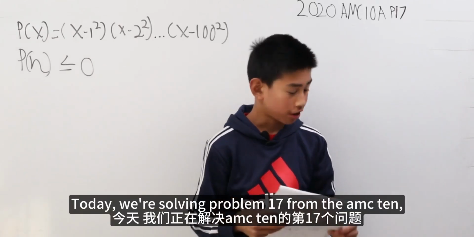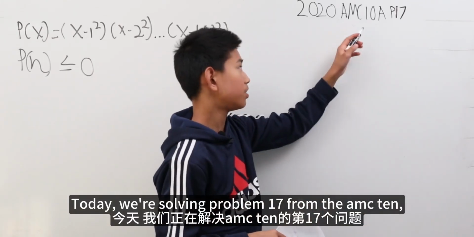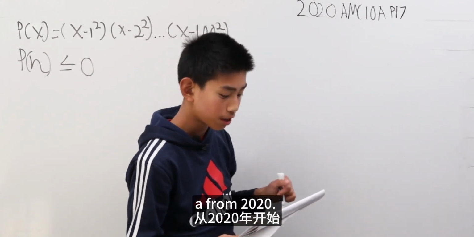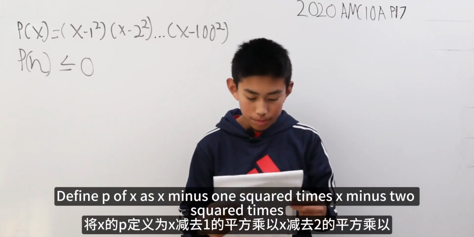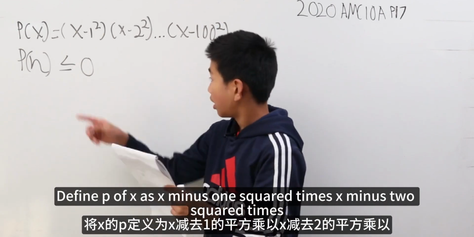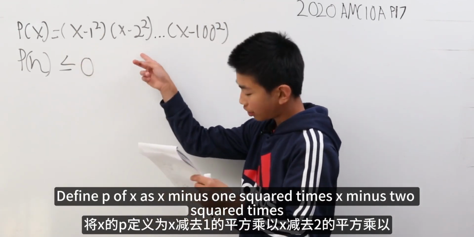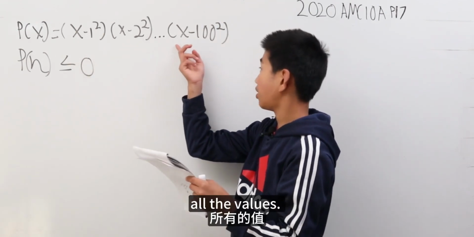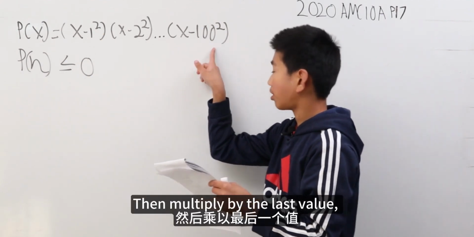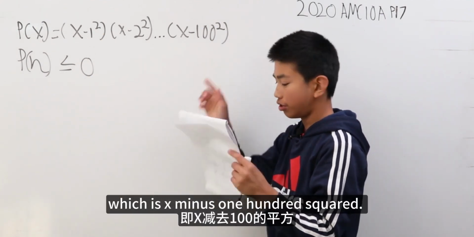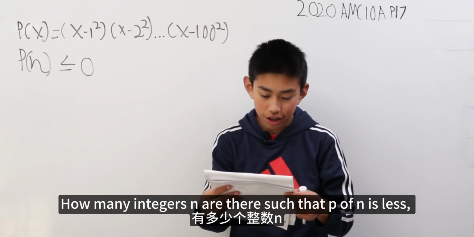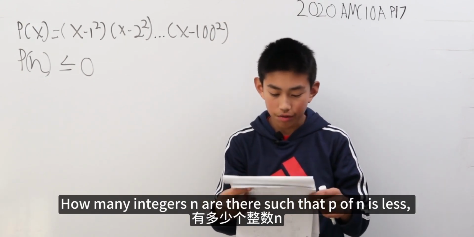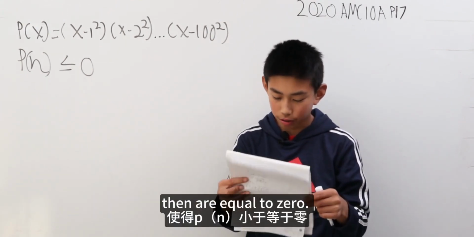Today, we're solving problem 17 from the AMC 10A from 2020. Define p of x as (x minus 1) squared times (x minus 2) squared times all the values, and then multiply by the last value, which is (x minus 100) squared. How many integers n are there such that p of n is less than or equal to 0?